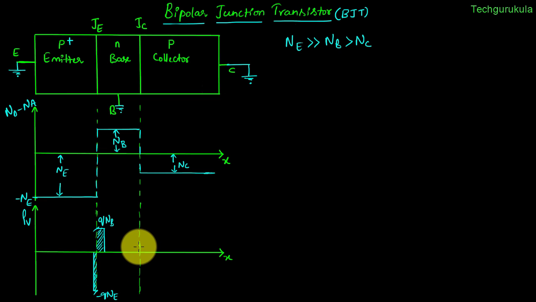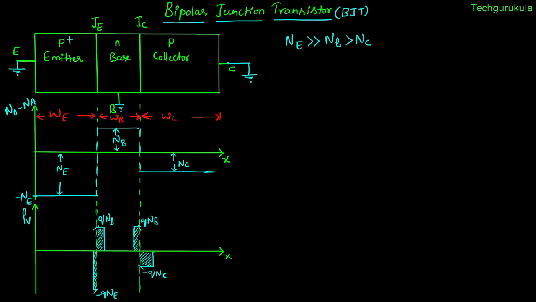And on base to collector junction, on base the depletion width would be something like this, where the magnitude would be Q times NB, but on collector, to have the same area, the depletion width would be more, and this would be minus Q times NC. Depletion charge in n-type material would be positive, and depletion charge on p-side material would be negative. And we are taking this is the width of the emitter, and this is width of base, and this would be the width of collector.